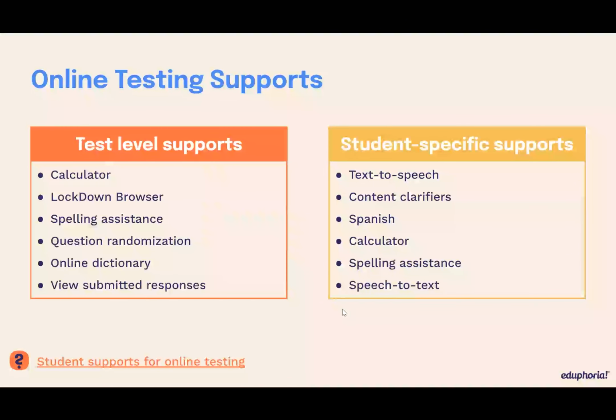As I keep going, revisiting some of those online testing supports, what are we turning on at the test level and what are we turning on at the student level? This is always a good time to start having that conversation. About semester, depending on your grade level, we may not turn on as many test level supports. We may move into student specific supports. But again, making sure, are we keeping on question randomization? Are we keeping on the online dictionary? Things of that nature are great to have conversations about right now as we're getting to the second half of the school year and revisiting those processes.